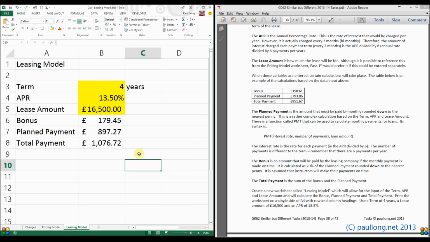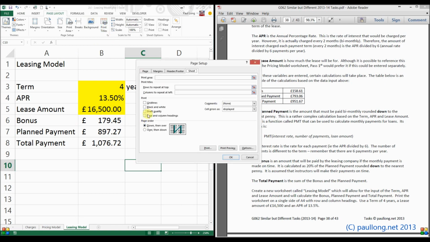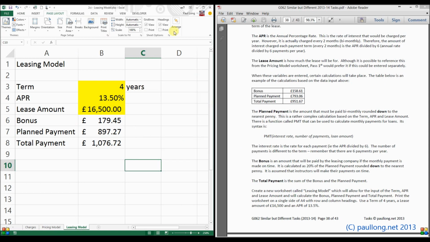Remember, before you print, to put row and column headings. I'm just going to remind you and show you a way of doing that. Here we can select print titles, click on print titles, and choose row and column headings. Or under headings here, just click on print, and that will also print the row and column headings.